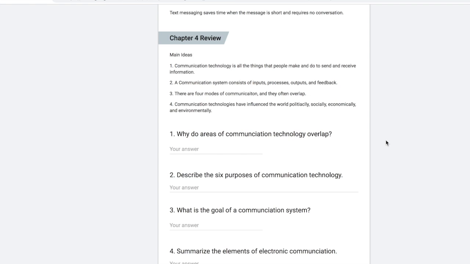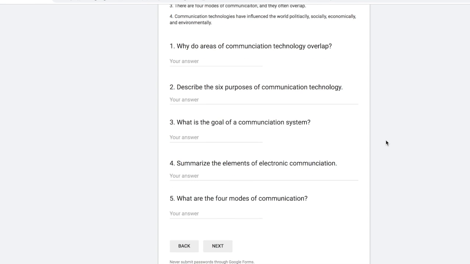Chapter 4 Review. Main ideas. Number 1. Communication technology is all the things that people make and do to send and receive information. 2. A communication system consists of inputs, processes, outputs, and feedback. 3. There are 4 modes of communication and they often overlap. 4. Communication technologies have influenced the world politically, socially, economically, and environmentally.